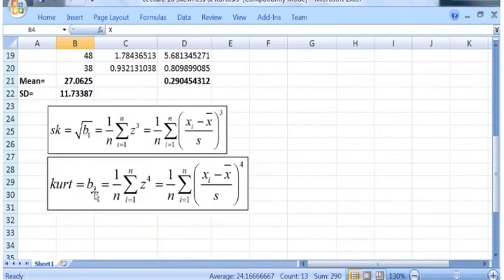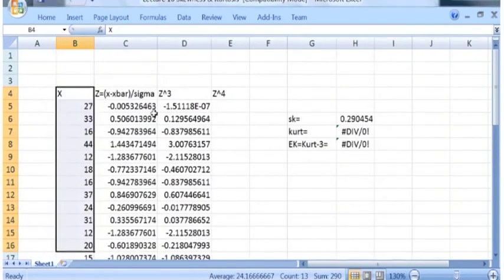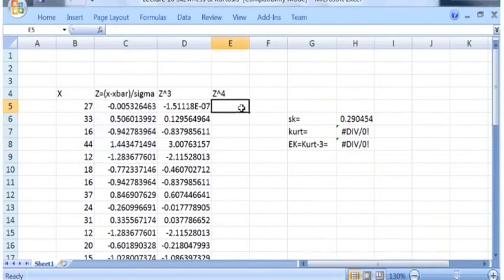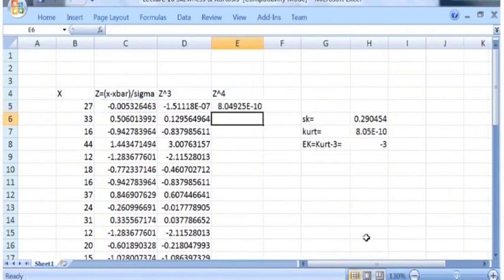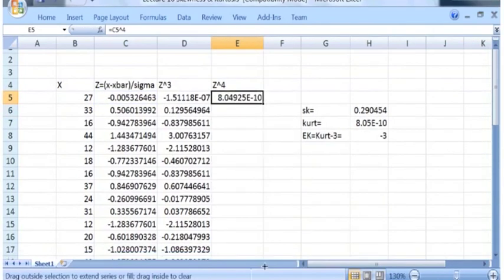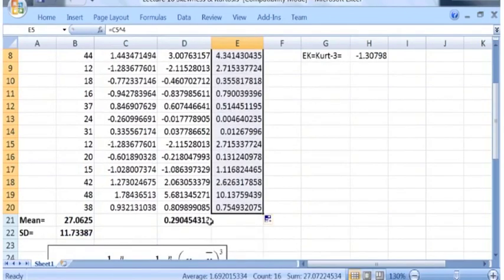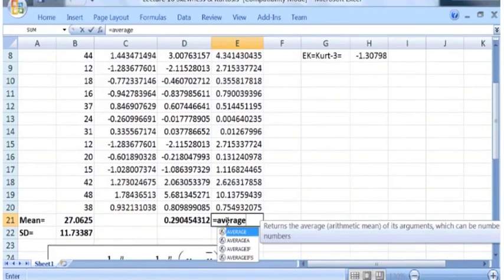So kurt is b2, which is 1 over n into the summation of z raised to power 4, where z is x minus x bar over s, the sample standard deviation, and x bar is the sample mean. We have already calculated z, so we need to calculate z raised to power 4. So C5, then the caret sign, the power sign, and then 4. Then copy this formula downward, and then take the average of all these values.